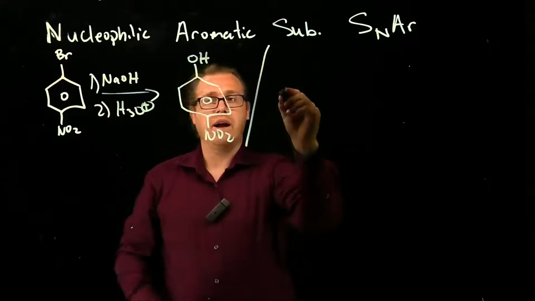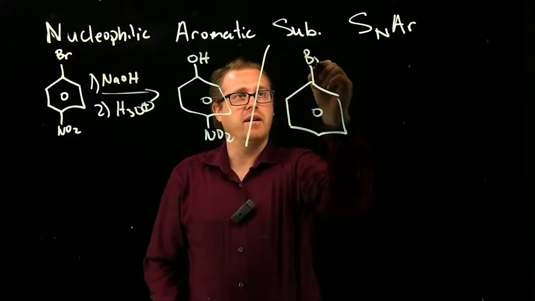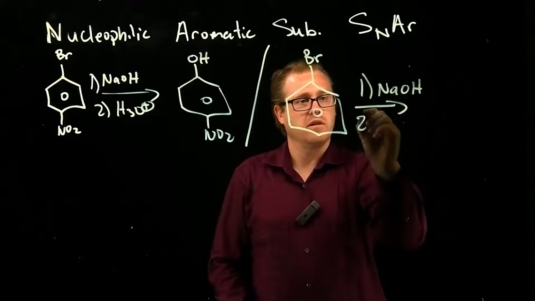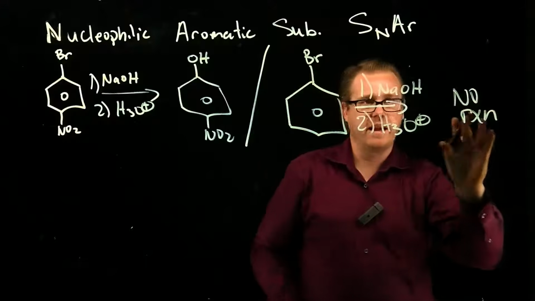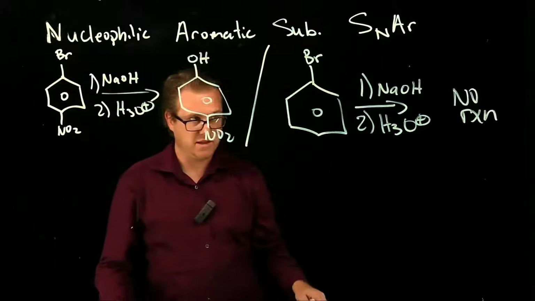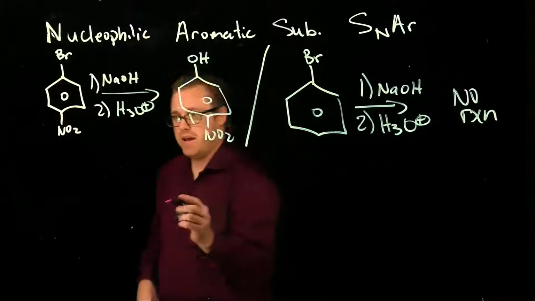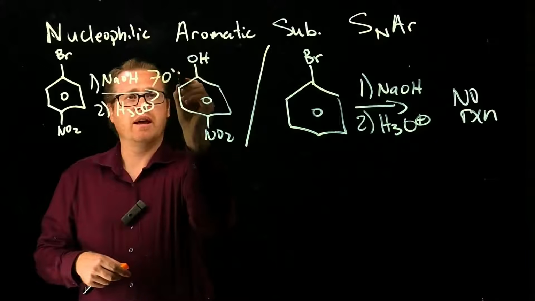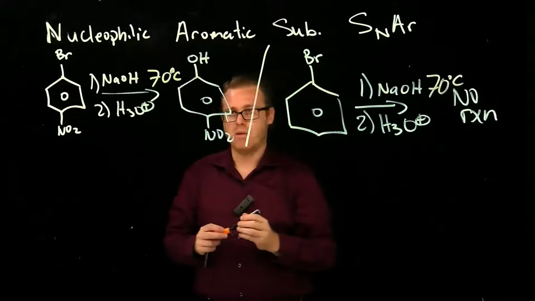However, if you try to take this reaction right here, did the same conditions, we would get no reaction, right? And we get no reaction because we don't have an electron withdrawing group on the para or ortho position. Okay? But I'm forgetting one thing that's important to note, that it does require some heat, 70 degrees C, to get that reaction to go.